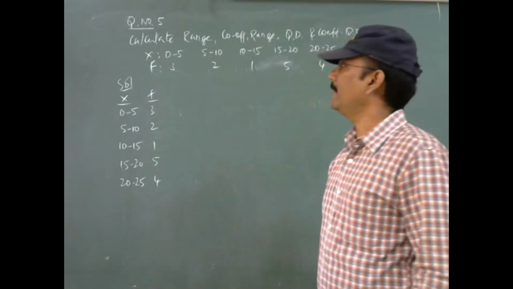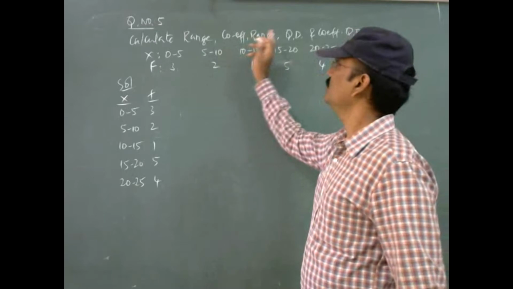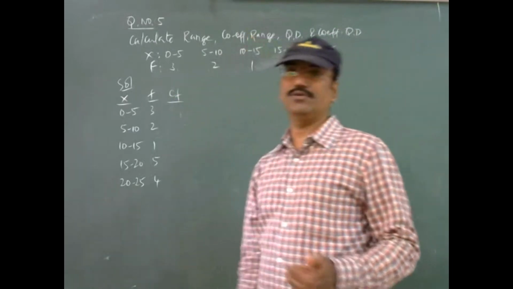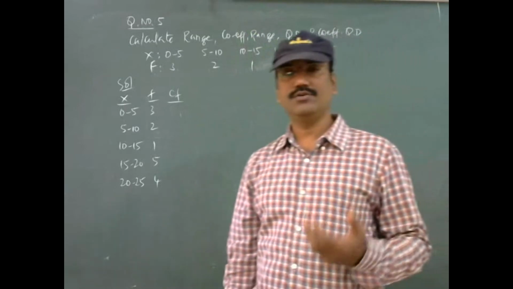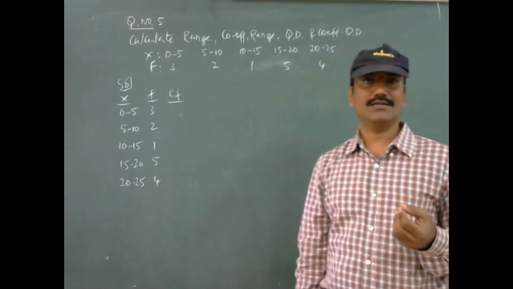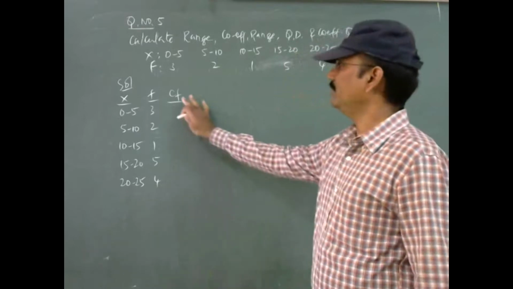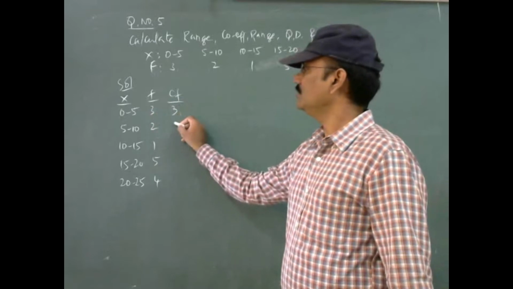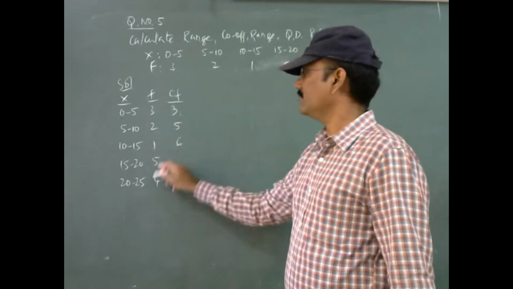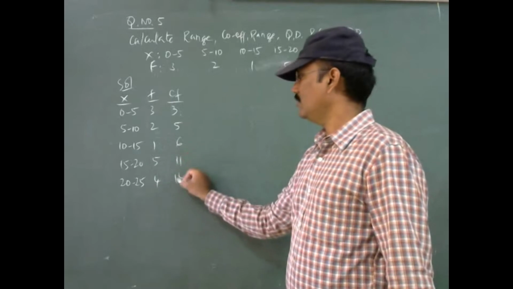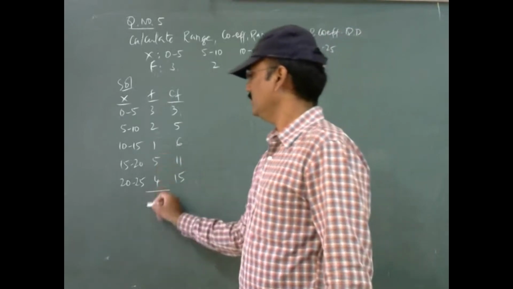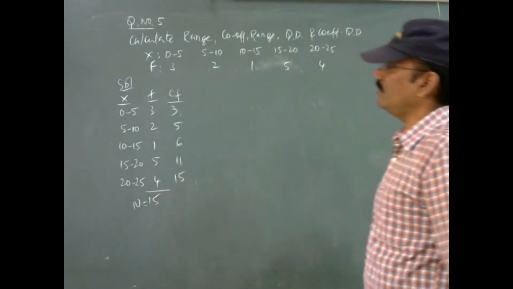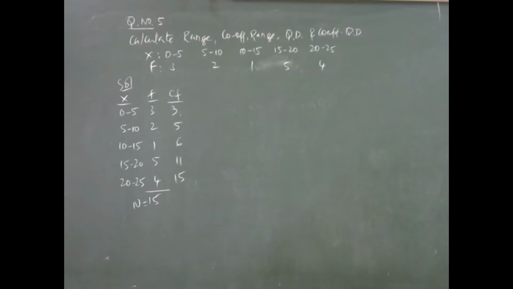Now you need to find the range and coefficient of range. For quarter deviation, we need Q3 and Q1, right? For Q3 and Q1 we need the CF. It is just like a median calculation. So first find the CF: 3 plus 2 is 5, plus 1 is 6, plus 5 is 11, plus 4 is 15, so n equals 15. Now start with the one by one calculation. First we need to find the range.